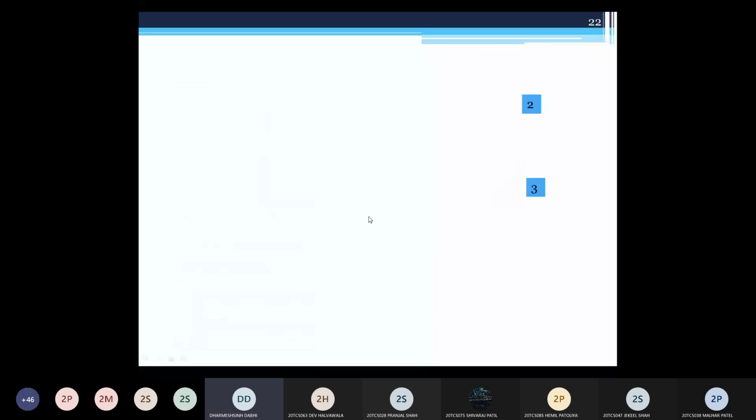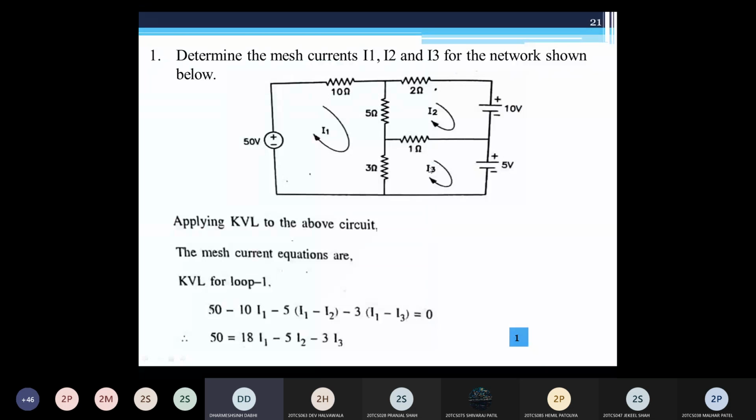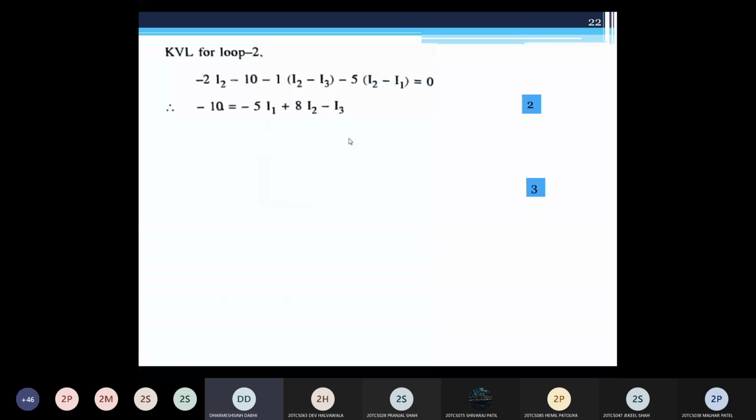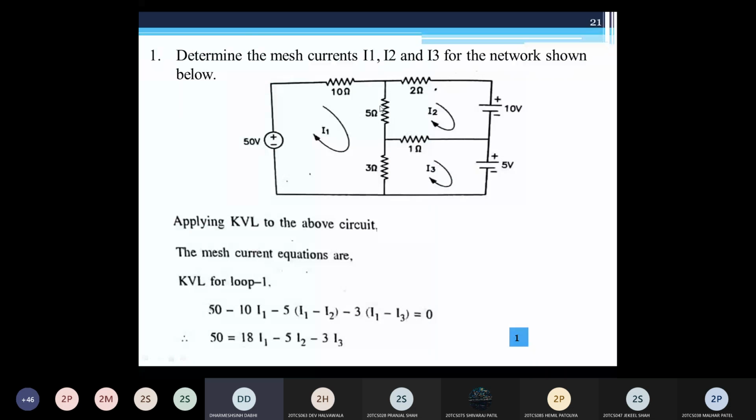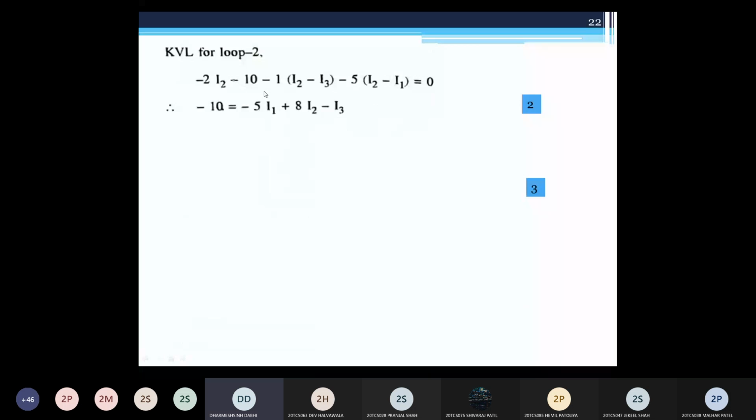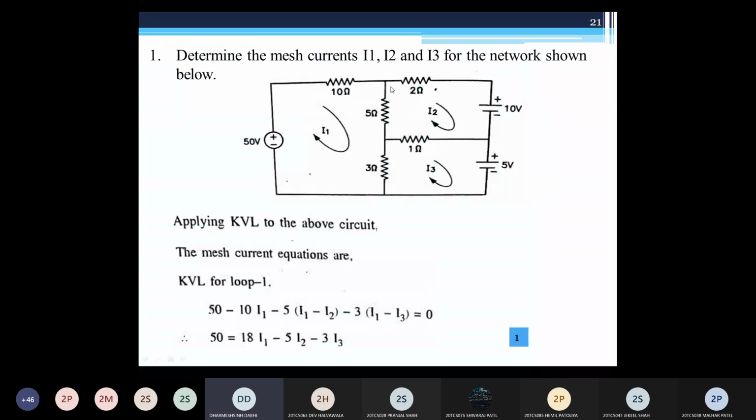Here you can see KVL for loop number 2: the voltage drop across the 2 ohm resistance is minus 2 into I2, minus 10, that is the voltage source, minus 1, that is the resistance common between loops 2 and 3, and that current is also opposite through this 1 ohm resistance. So we write I2 minus I3 into 1 ohm. So here I write minus 1 into (I2 minus I3) minus 5 into (I2 minus I1), that is the voltage drop across this 5 ohm resistance, equal to 0. Or you can also write this equation this way: 10 volt is equal to the voltage drop across these resistances.